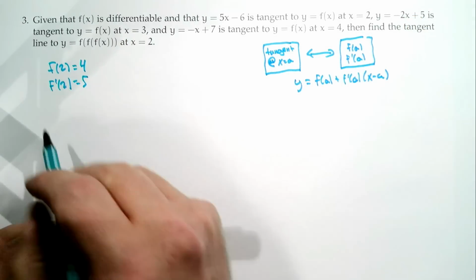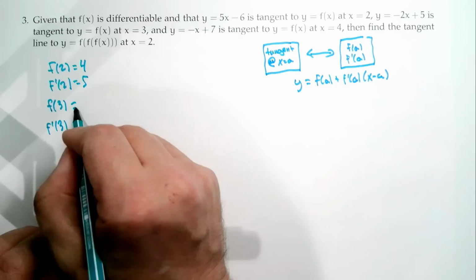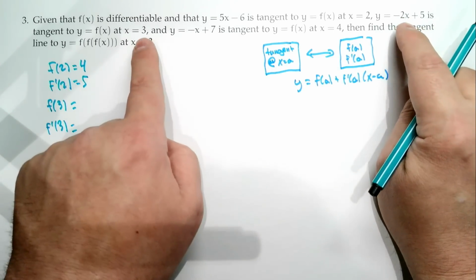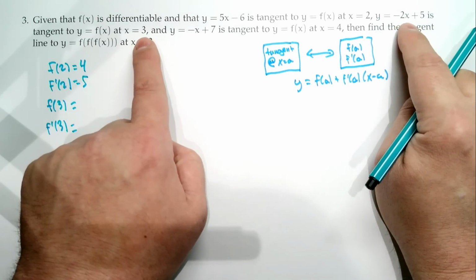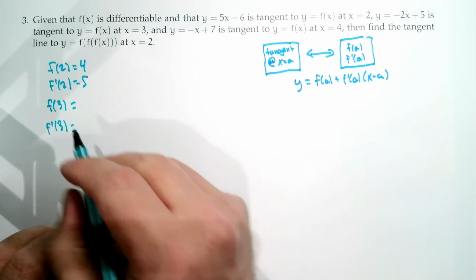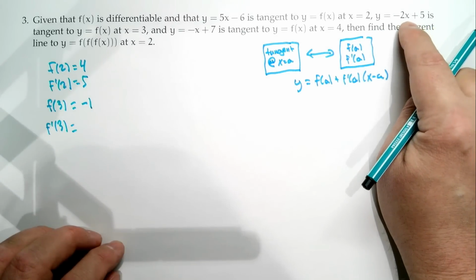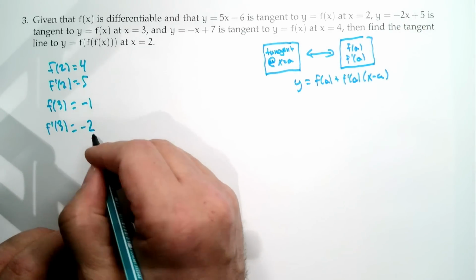Now we have, well, negative 2x plus 5 is tangent at 3. So we can get f of 3 and f prime of 3. To get f of 3, we plug 3 into negative 2x plus 5. So we're going to get minus 6 plus 5, which is minus 1. F prime of 3 is the slope, so that's negative 2.